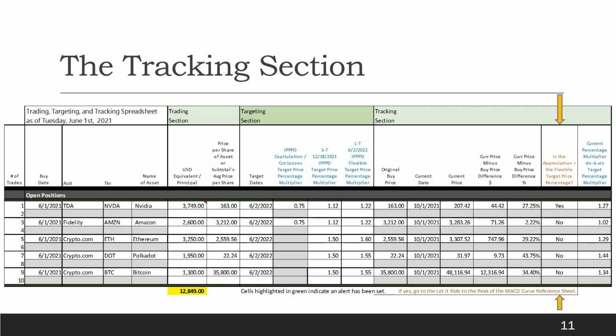When we were tracking our 5 assets with an update on prices since their buy date, a question asked was, is the current price appreciation greater than the flexible target price percentage? If the answer were yes, there was a note to go to the Let It Ride to the Peak of the MACD Curve reference sheet. By reaching the higher of the 2 price targets in our investment project purpose and procedures document, we have met our objective. As a control on time spent on investment projects, we could stop and sell. We're not sponsored to do more than that.